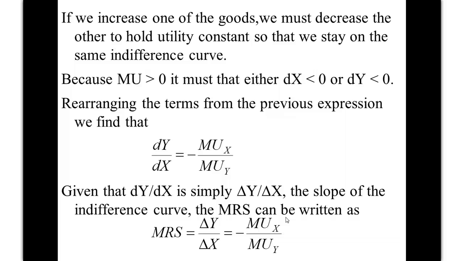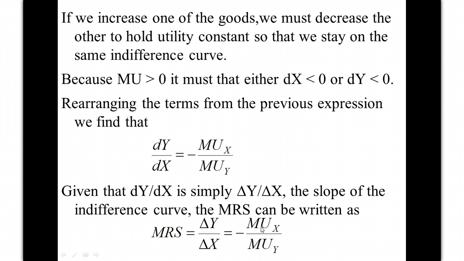So rearranging terms from the previous expression gives the following: dy dx, the change in each good, is equal to the negative of the ratio of the marginal utilities, negative MUx over MUy. And given that dy dx is simply the slope of the indifference curve, and on Friday we looked at what was the slope of the indifference curve. Well, it's how willing the person is to give up 1 unit of one good in exchange for a certain number of units of the other good. So dy dx represents the change in units, and MUx over MUy represents the ratio of marginal utilities.